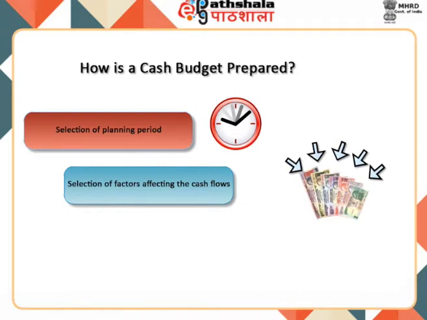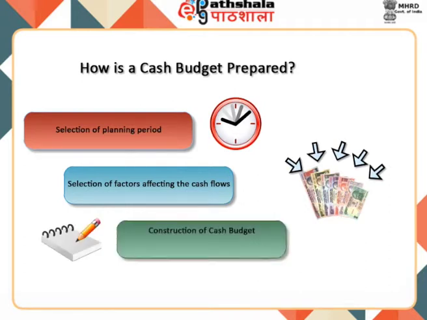Step 3. Construction of cash budget. The final step, after deciding the planning period and identifying the operating and financial cash flows, is the construction of the cash budget.